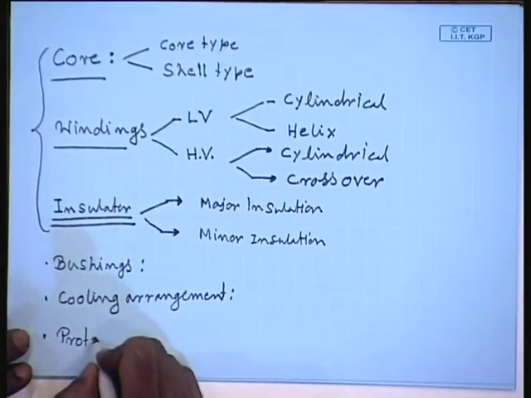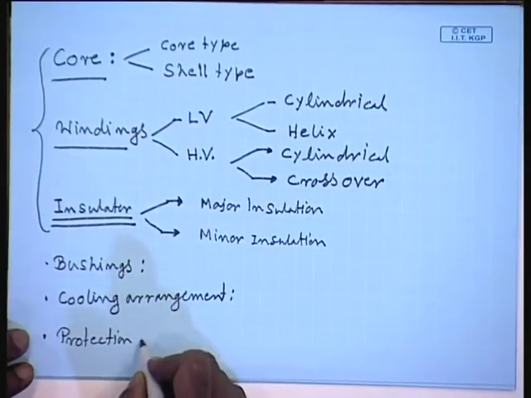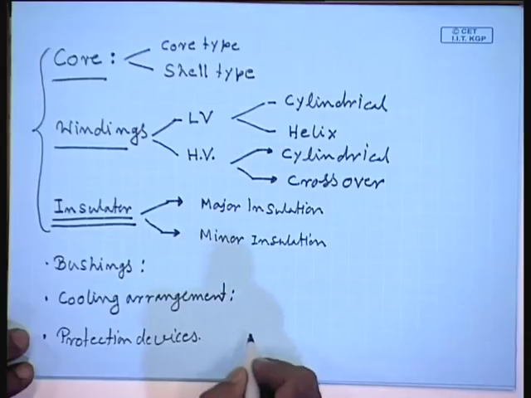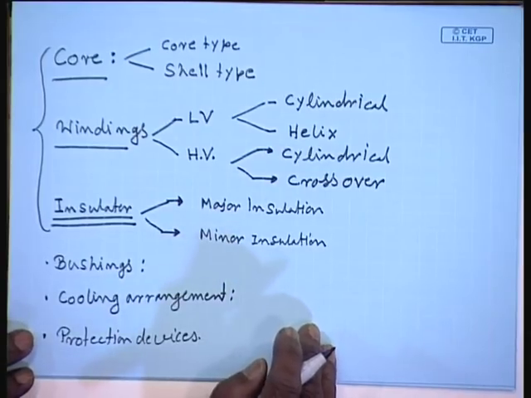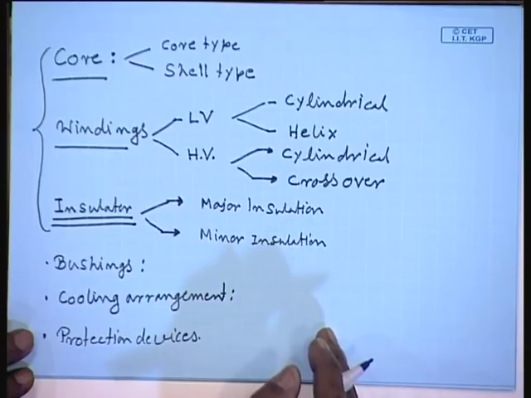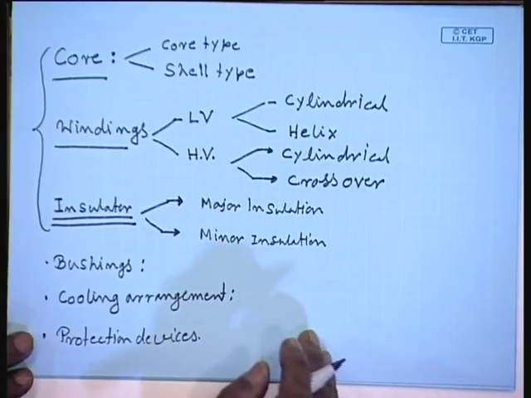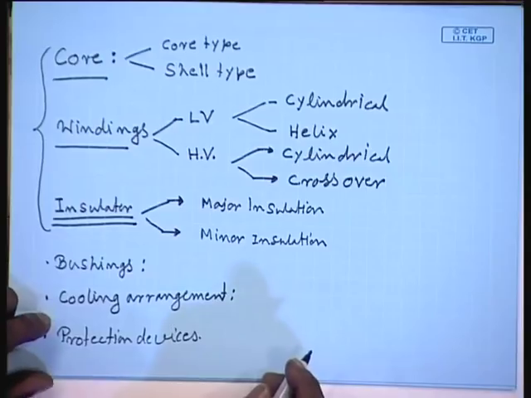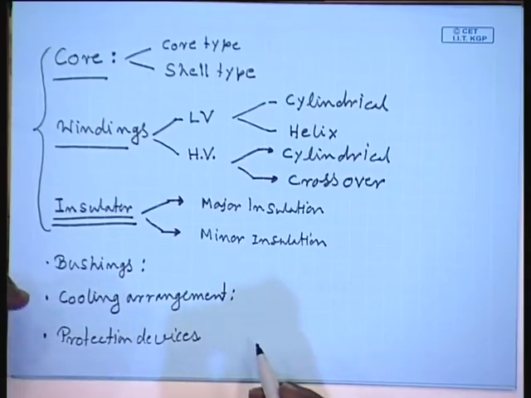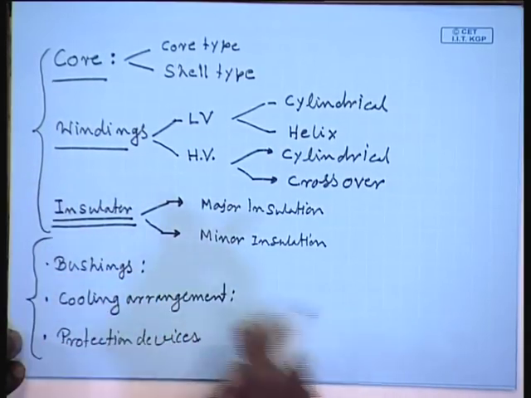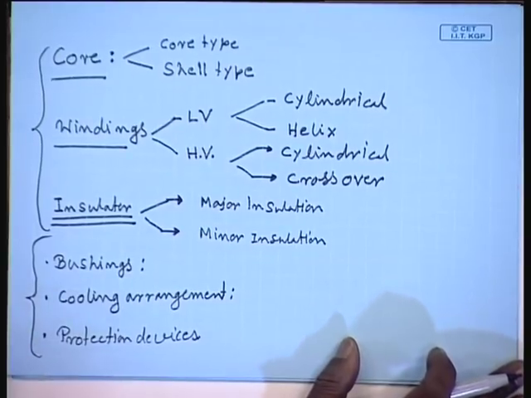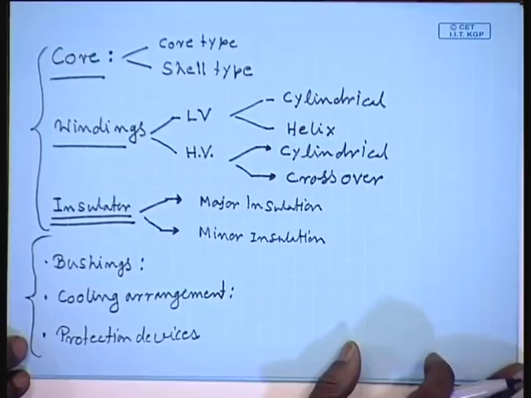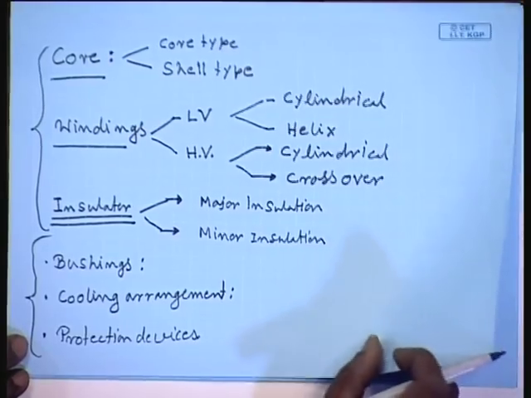And then you will find protection arrangements, which are found in the form of, for oil filled transformer, conservators, and then explosion vents, Buchholz relay, and then lightning arrestors and different circuit breakers and relays. So, these are the essential constructional elements of a single phase transformer that we will normally find.